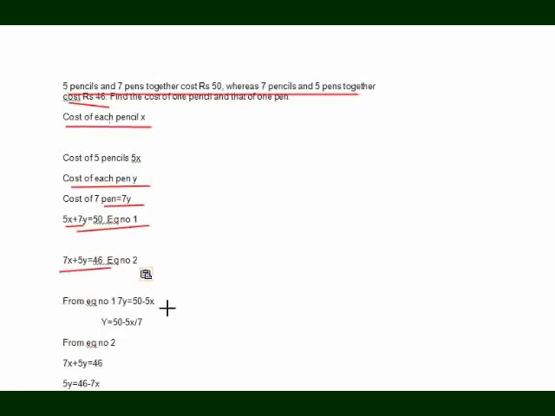So we will try to find out the value of y in terms of x from each equation. In the first equation, 5x plus 7y is equal to 50. So 7y will be 50 minus 5x. We move this 5x to the right hand side and get the value of y by dividing by 7. So y will be (50 minus 5x) by 7. And from equation number 2, 7x plus 5y is equal to 46, so 5y will be 46 minus 7x, and y will be (46 minus 7x) by 5.